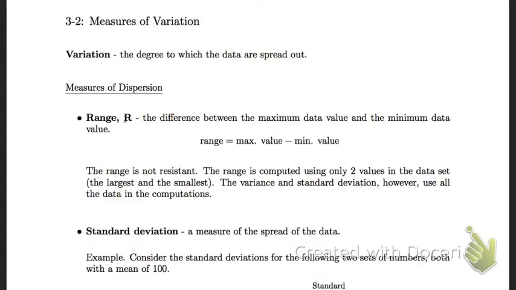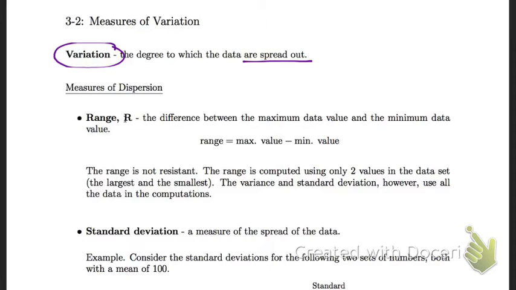All right, so last lesson we talked about measures of center. What were those? Mean, median, mode. Good. Today we're going to talk about measures of spread. That's going to include range and standard deviation. We're also going to learn about a normal curve. So variation is just anything that has to do with how the data is spread out.